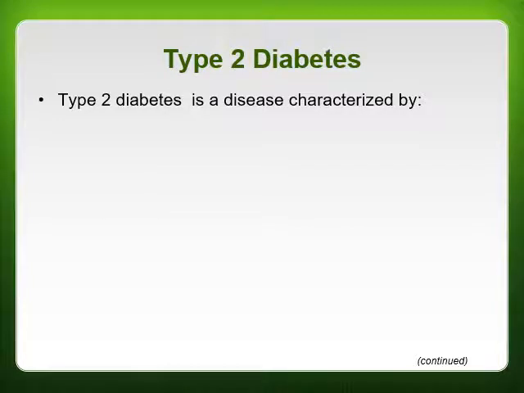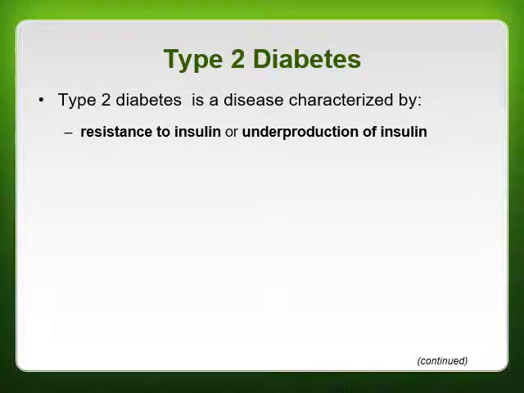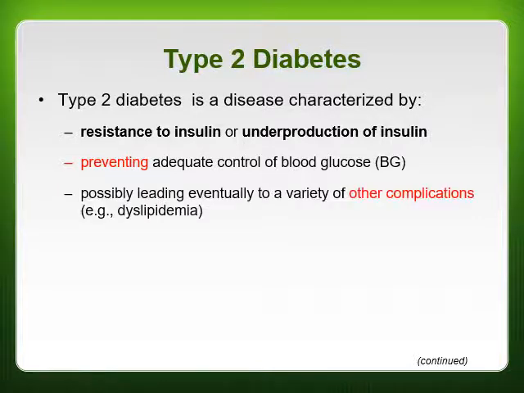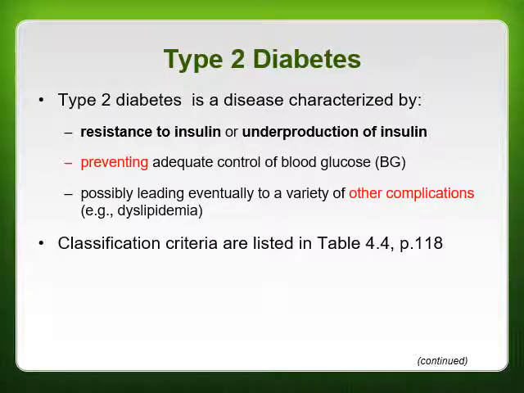Moving on now, the next metabolic disorder, type 2 diabetes. This one comes up quite a bit. It's characterized by a resistance to insulin or an underproduction of insulin. It prevents an adequate control of a person's blood glucose levels, or BG. So whenever you see BG, that means blood glucose levels, so blood sugar. Type 2 diabetes can also lead to other issues like dyslipidemia and some other side effects as well. Classification criteria are listed on page 118 of your textbook.